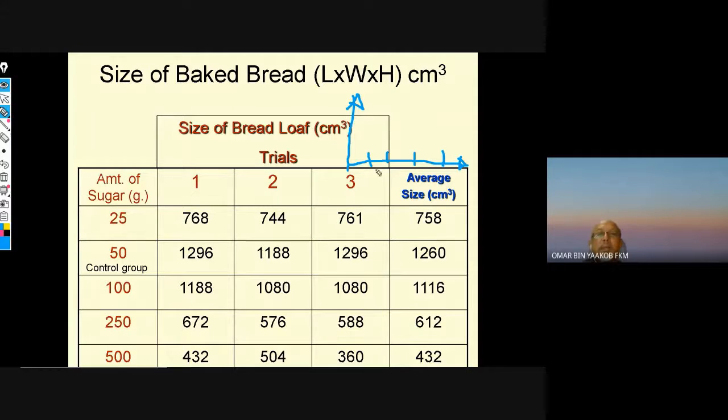Okay, the result seems to be something like this. I'm just plotting very simple here. 1 point there, 758. At 50, it is 1260. Okay, I put a cross there. At 100, it is 116. A bit lower. And at 250, it goes to 612, somewhere here. Okay, the last one is somewhere there. Very small. Okay, so that means your curve, most probably when there's zero sugar, there will be zero bread loaf.